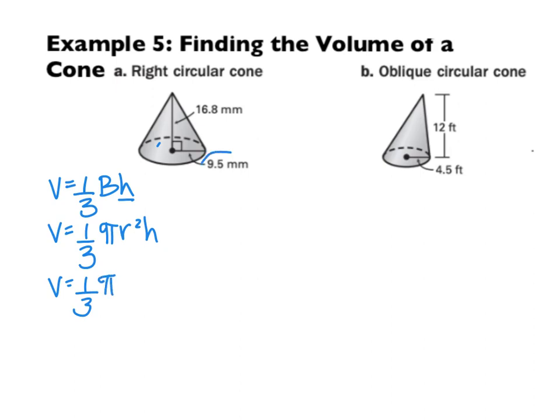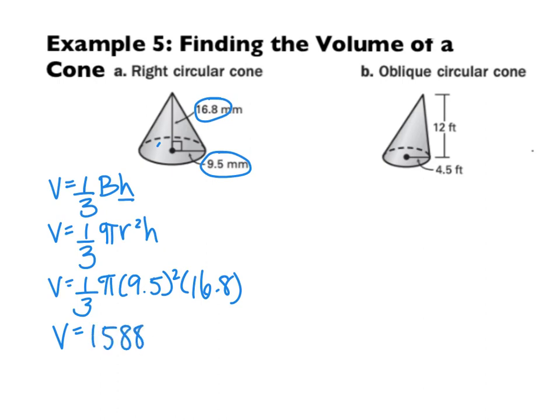The radius is 9.5, and the height is 16.8. And once you substitute in your radius and your height, you just have to put this into the calculator, and you can get 505.4 pi, or about 1,588 cubic millimeters. So it's as simple as using the formula.